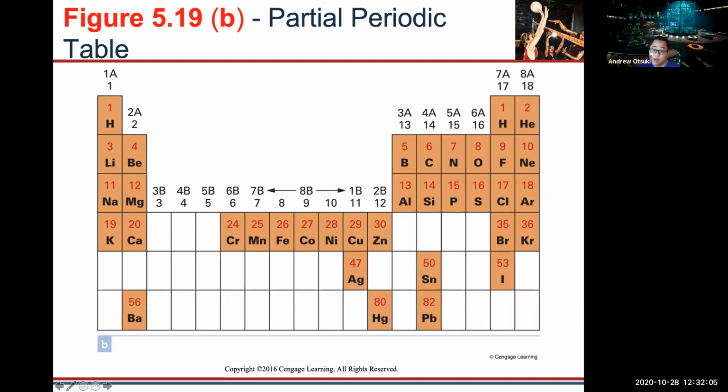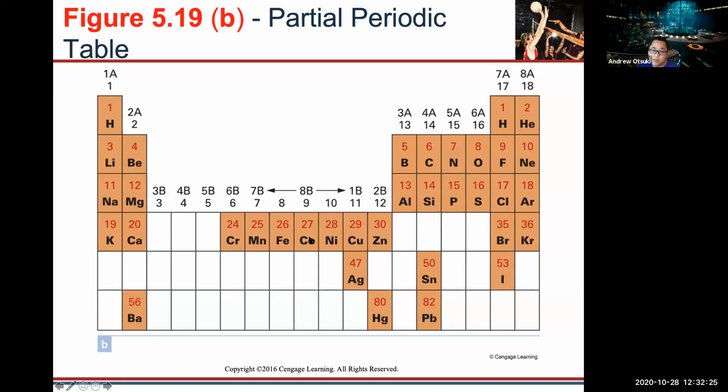Help keep your bones strong. Calcium is found in milk, cheese, etc. Chromium. Chromium is probably most used in car parts. Manganese. Manganese, if you've heard of potassium permanganate, that's a very important chemical.